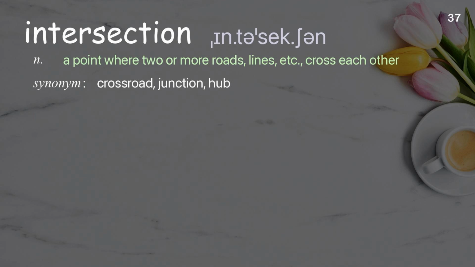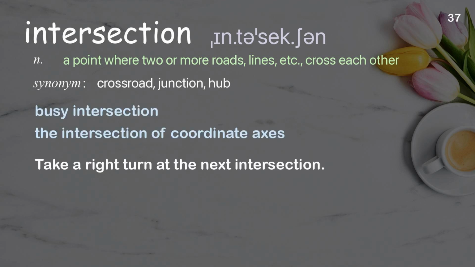Intersection. A point where two or more roads, lines, etc., cross each other. Examples. Busy intersection. The intersection of coordinate axes. Take a right turn at the next intersection.